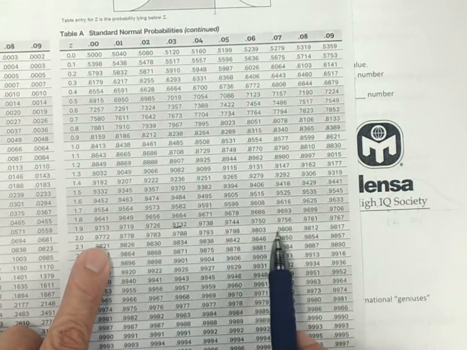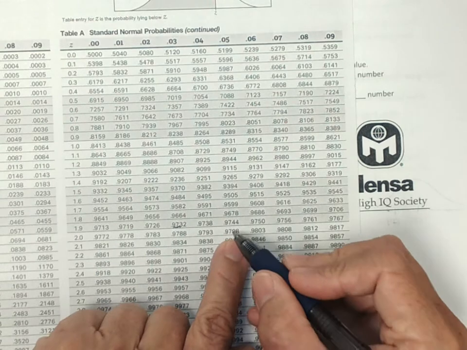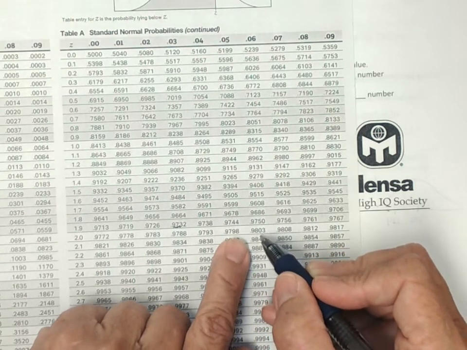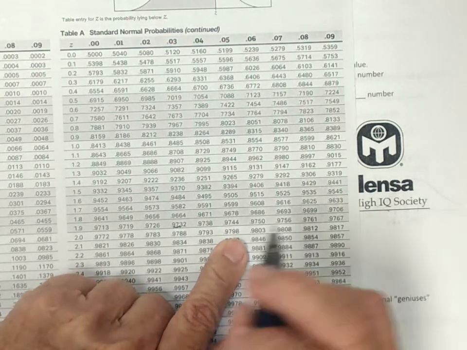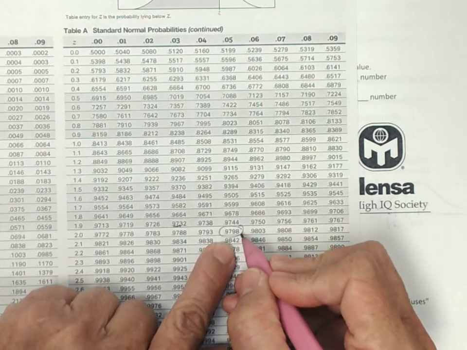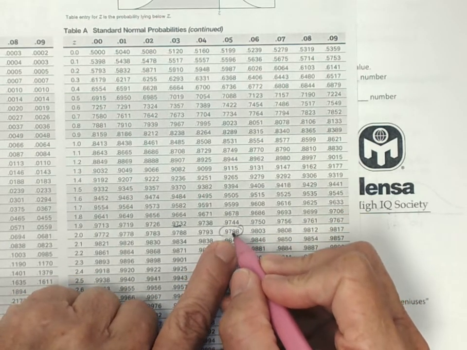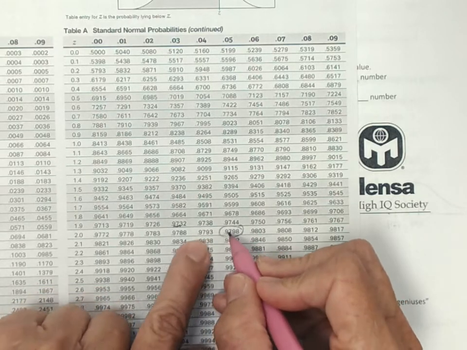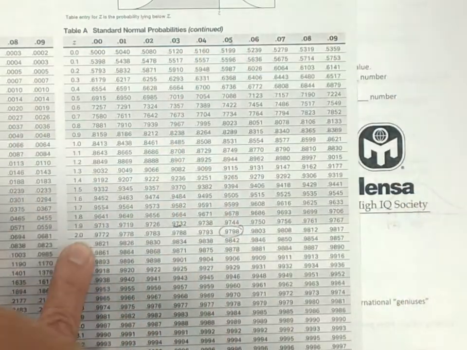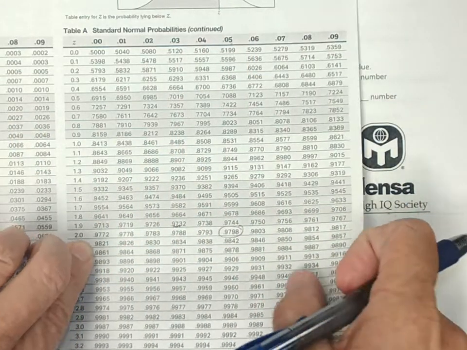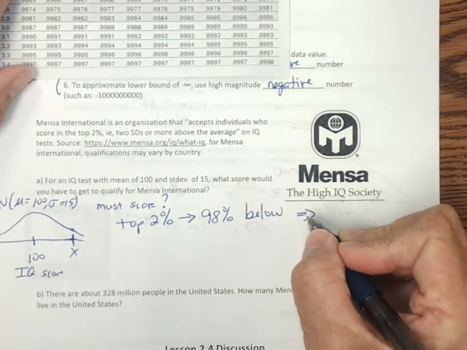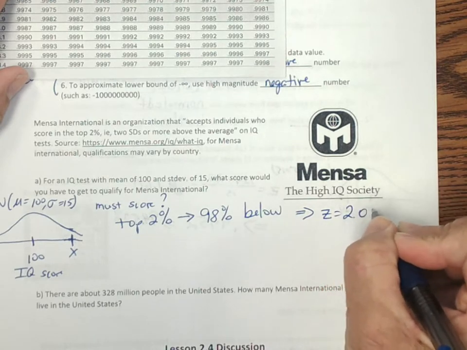So 0.97s, oh, there we go. I have a 0.9798 and I have a 0.9803. You typically go with the one that is closest to the value you want. So in this case, 0.9798 is only 0.0002 away from 0.98. So I'm going to use this value. So that gives me a z-score of 2.05. Okay, so let's get my little z-score here. So this gives us a z-score of 2.05.